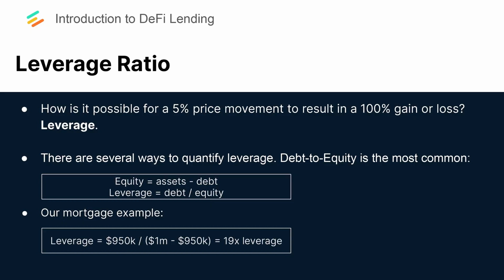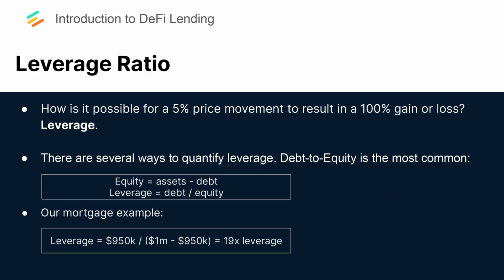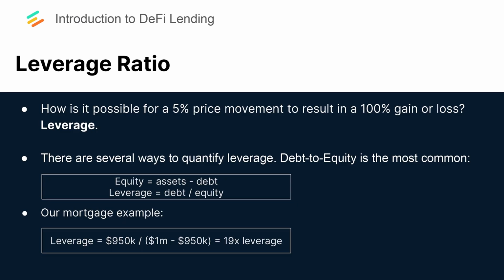So how is it possible that such a small percent change in the price results in such a large gain or loss? It's because of this concept, leverage. There are several different ways to quantify leverage depending on your field, if you're an accountant or investor and so on, but the one that I think makes the most sense in a DeFi context is the debt-to-equity measure. Equity is just your assets minus your debt, what you would be left with if you sold off your assets and repaid all your debts. So then to compute leverage, it's simply your debt divided by that equity.